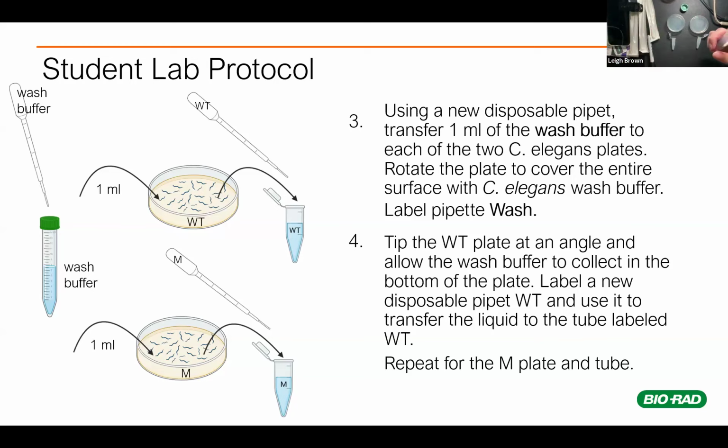So go ahead and take the wash buffer pipette, pull up 1 milliliter, which is the line right beneath the bulb. You're going to add that to the surface of the wild type plate that has your worms on it, and then give it a little shimmy on the bench top to help pull up some of those worms. Then give the plate a little tilt, and that will help those worms roll down to one corner, so you can pull them up with your wild type pipette and put that into the 1.5 mil tube.